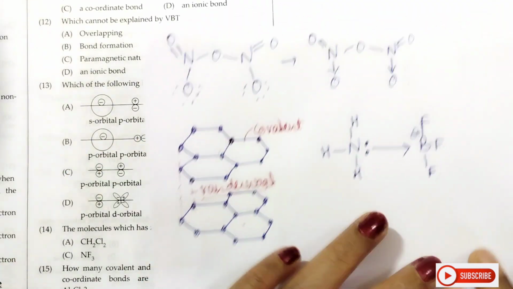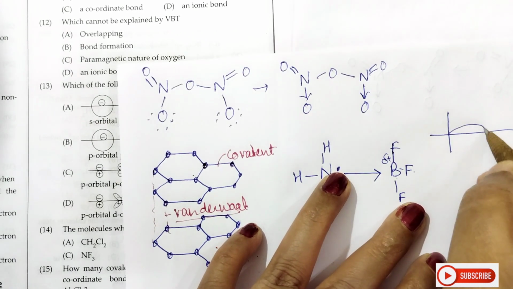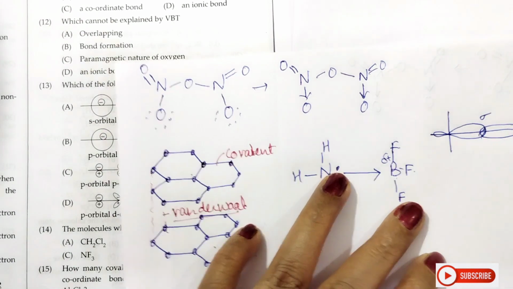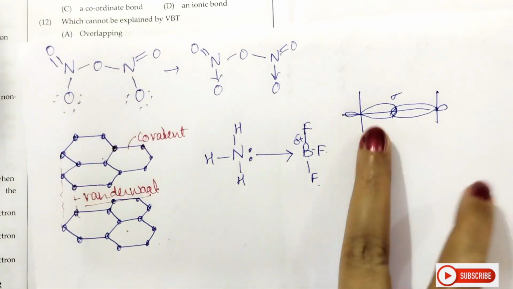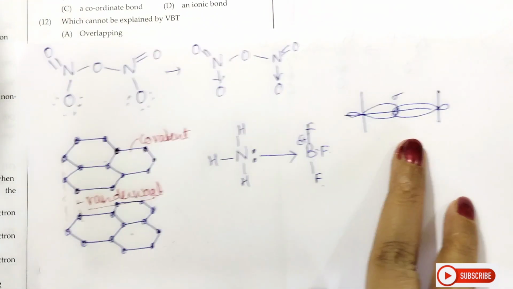If you see the type of bond that will be formed, the bond will be formed in this fashion along the internuclear axis, and so what you will get is a sigma bond due to the p-p overlap, but the overlap is along the internuclear axis.